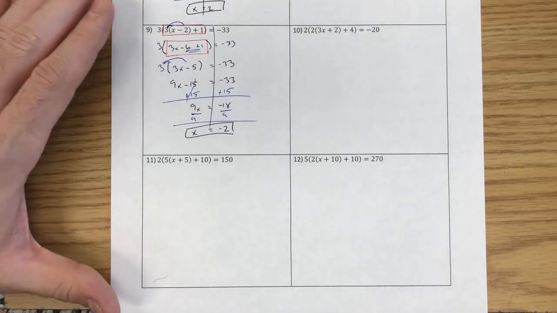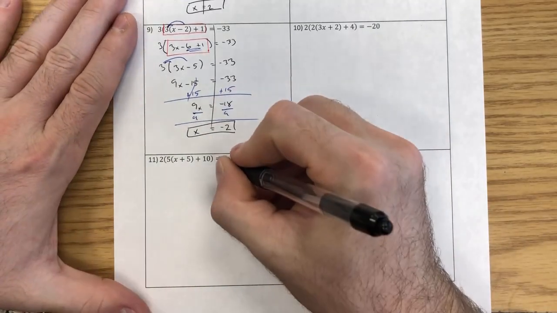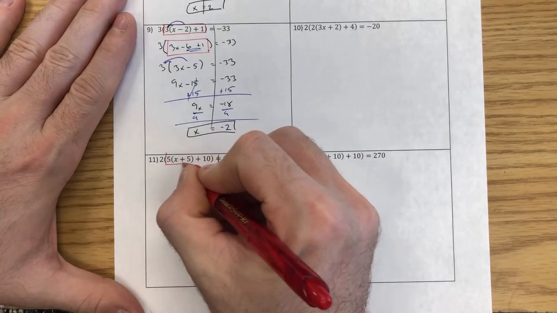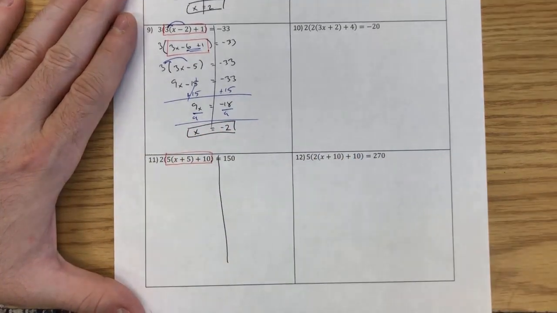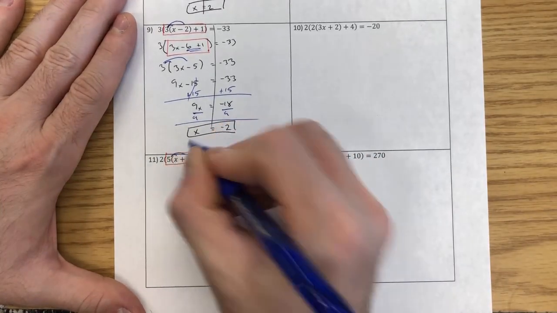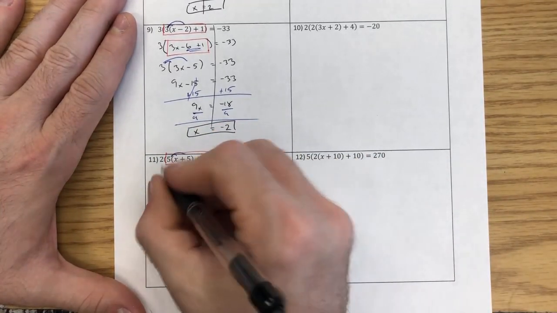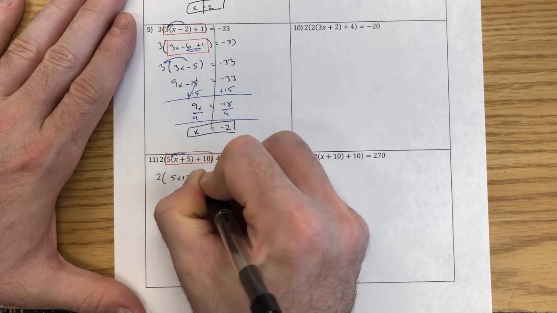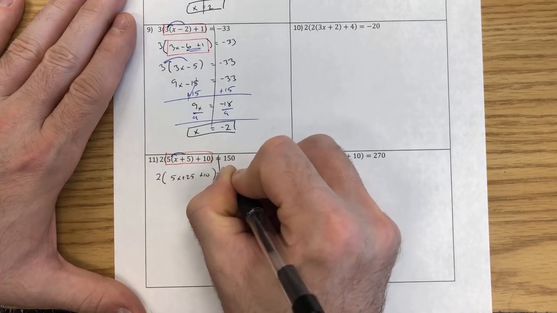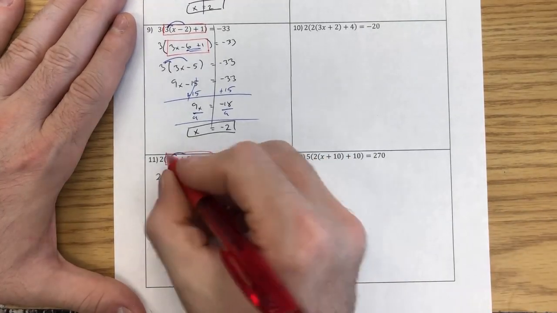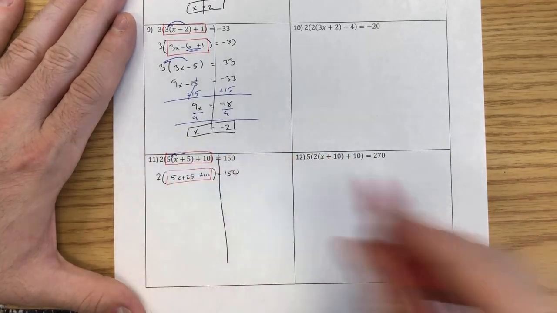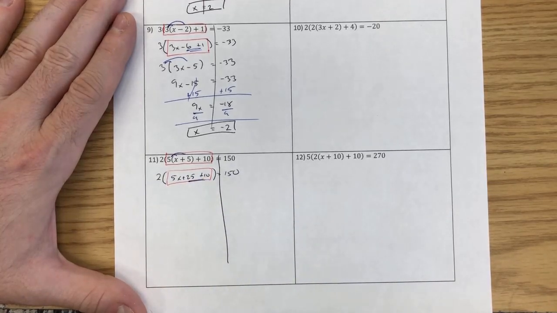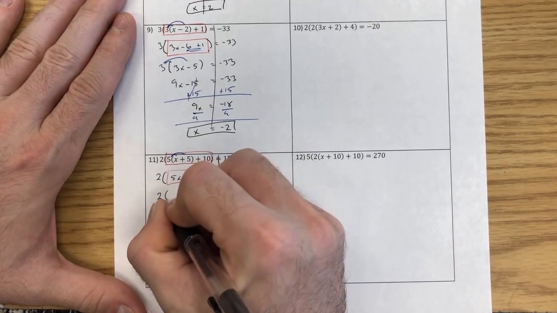Okay. Let's see how you did. So just like prior, I'm going to look inside my nest and say, what can I do? And I know I'm going to distribute. I'm going to get a 2, 5x plus 25 plus 10. And still only looking inside my nest, I'm going to notice that I have two numbers, a 25 and a 10. I'm going to go ahead and combine those.